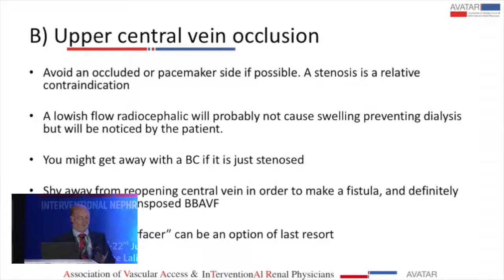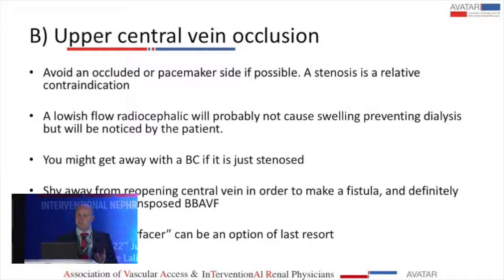So I have made lowish flow radiocephalic fistulas knowing there's a central venous stenosis ipsilaterally. And I deliberately haven't sent them for plasty for fear of sparking off aggressive restenosis. And often you can get away with it. The patient will notice their hand's a bit swollen. If you warn them before, they're often tolerant of it, if you explain there's nothing else really to do.